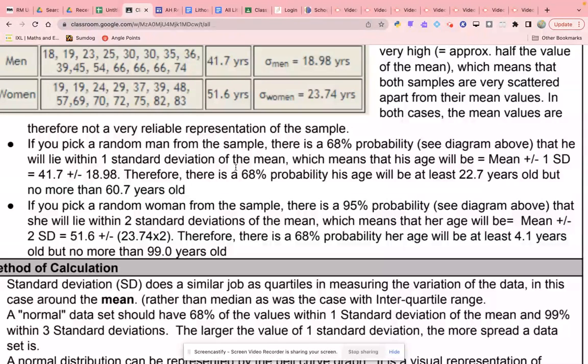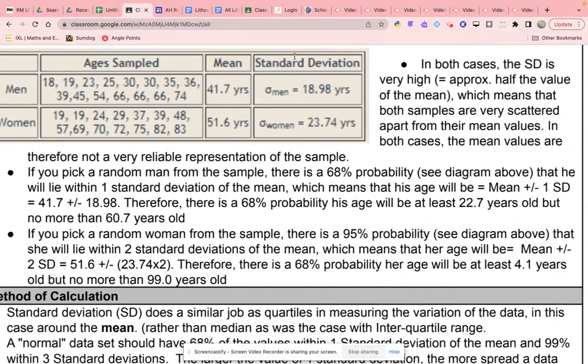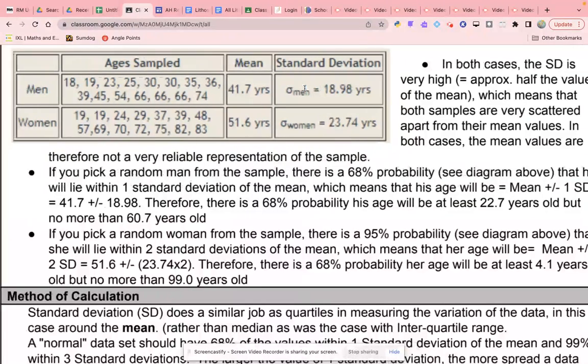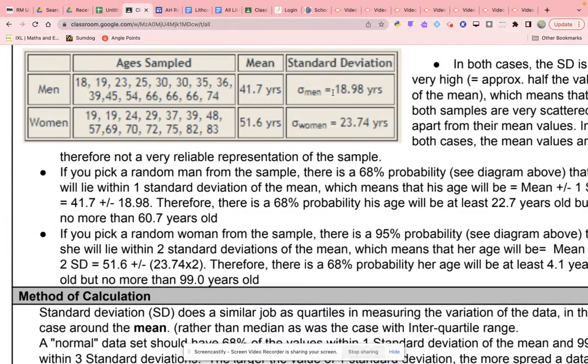Well, it tells us that the men are more clustered around the average. The standard deviation is a smaller number. And the women are more spread out. What we might say is there's a greater degree of variance around the mean value because it's a larger number. That's the first thing we can do.